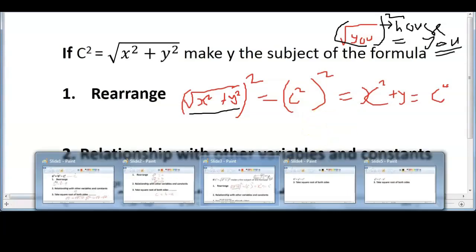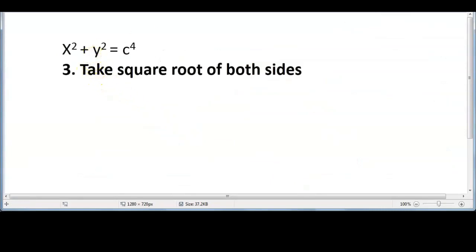Okay, let's move on. We have this now. x squared plus y squared equals c to the power 4. The square root has been eliminated. But y squared is still not alone. There's x squared to contend with. So we have to redo rule 3 again, the second part of rule 3. The first part of rule 3 was removing the square root bracket. The second part of the rule now is the removal of the x squared. So we begin all over again.